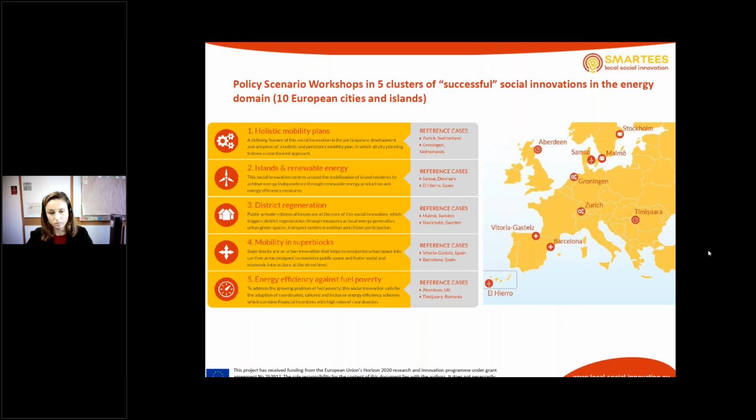This is our map of the SMARTEES project, in which we identify the different cities and islands, the pioneer cities and islands that were involved in the SMARTEES project. And in all of them, we organized these policy scenario workshops. In each specific case, in each specific city or island, we organized one or two policy scenario workshops in which we first identified the relevant actors to participate in the workshop, and also we identified the different relevant dimensions that are specific for each city. So these policy scenario workshops follow as well this case-embedded approach. Next slide, please.